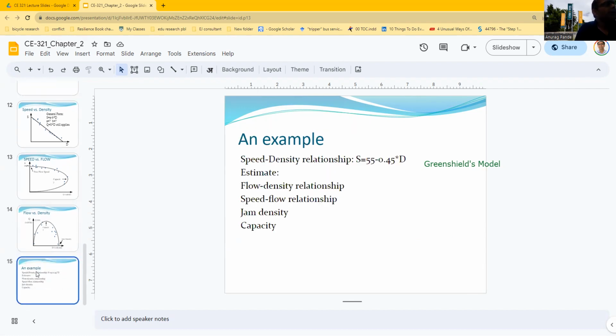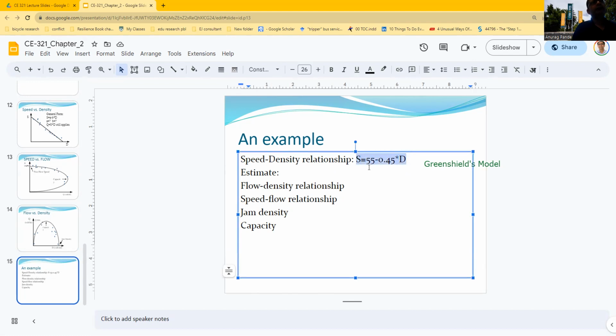Now, the best way to understand this is with the help of an example. Let's say this is what we are given here: S is equal to 55 minus 0.45 D, which is the Greenshields model. Now we're trying to figure out, based on this Greenshields model, could you estimate the flow density relationship, the speed flow relationship, and the jam density and the capacity of the roadway segment? So there is a roadway segment where the speed and density relationship looks like this right here. So this is my speed density relationship.